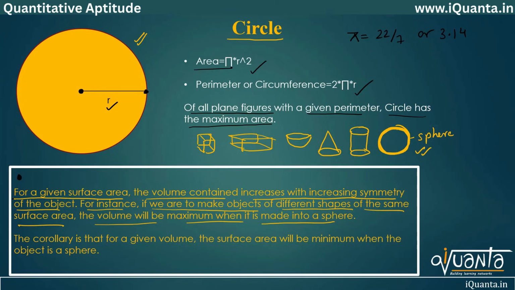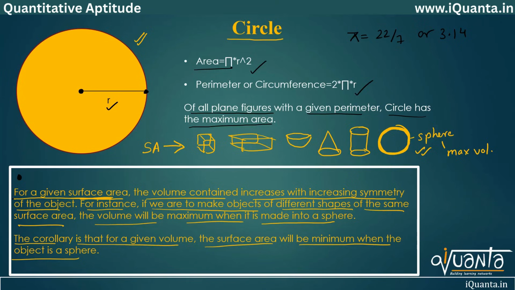And if surface area of all these figures are same, because for a given surface area the volume contained increases with increasing symmetry, so which is the most symmetrical figure over here? It is the sphere. So sphere will have the maximum volume. So we can say that for a given surface area, sphere will have the maximum volume. At last, the corollary is that for a given volume, the surface area will be minimum when the object is a sphere.